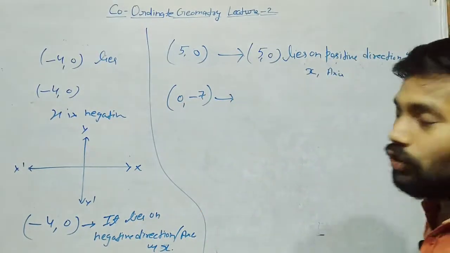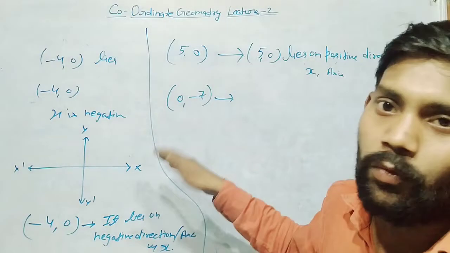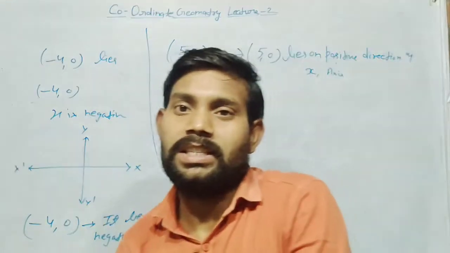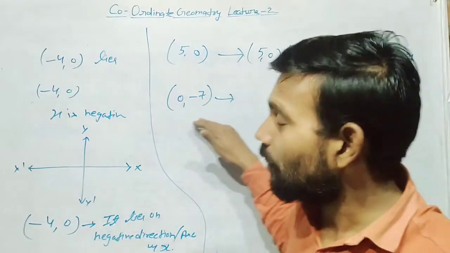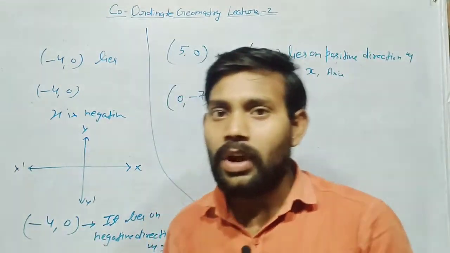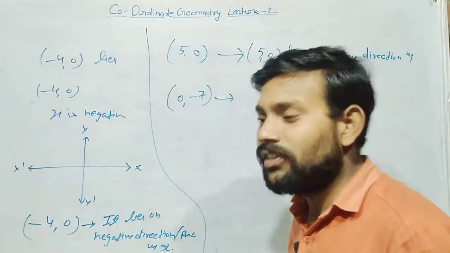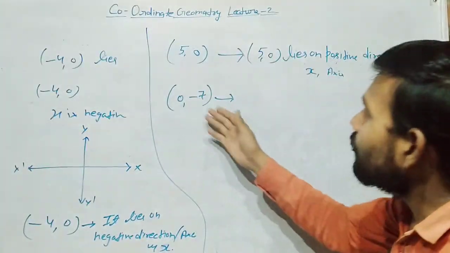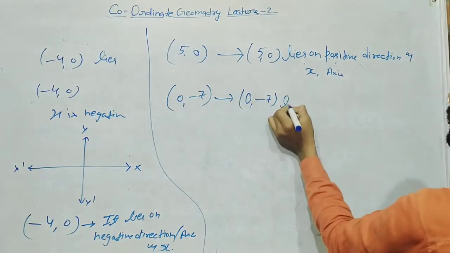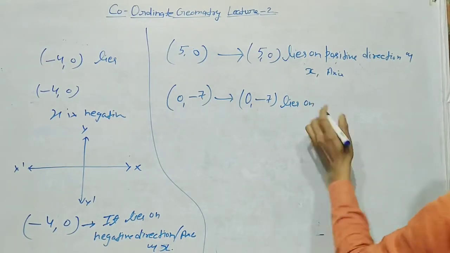In which coordinate does (0, -7) lie? Here (0, -7) means x is 0 and y is not 0. When x is 0, the points will lie on the y axis. If y is negative, it is in the negative direction, and if y is positive, it is in the positive direction. So we can say (0, -7) lies on the negative direction of the y axis.